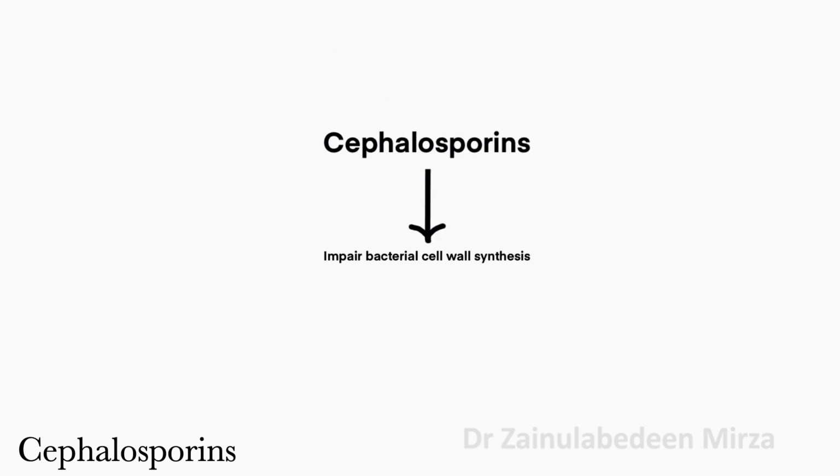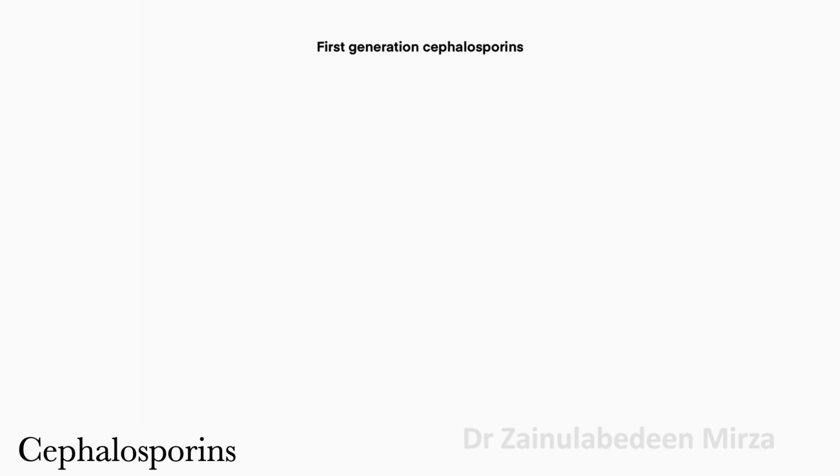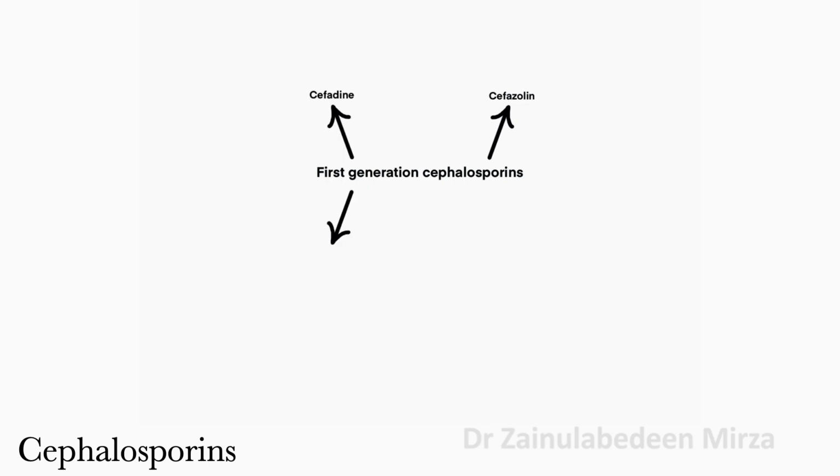Cephalosporin antibiotics were obtained from a filamentous fungus, Cephalosporium, in 1945. Cephalosporins impair bacterial cell wall synthesis and exhibit time-dependent bacterial killing. Examples of first-generation cephalosporins are cefazolin, cefadroxil, cefradine, and cefalexin.